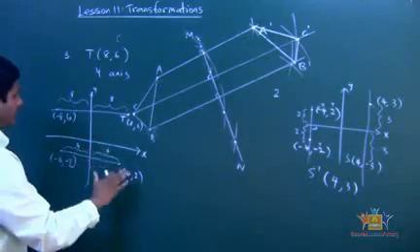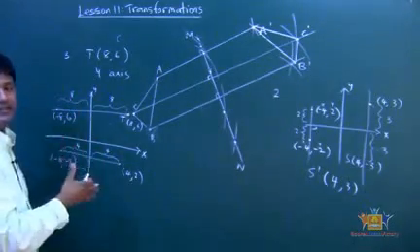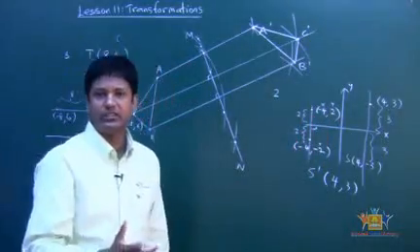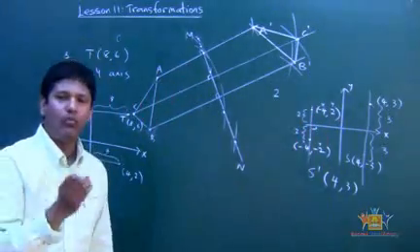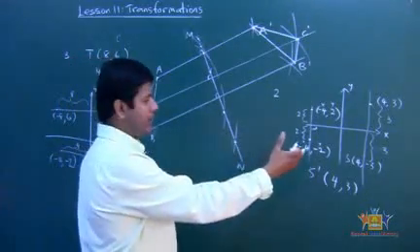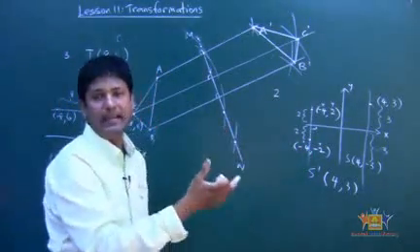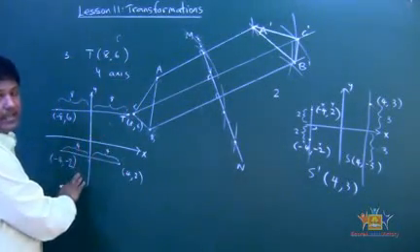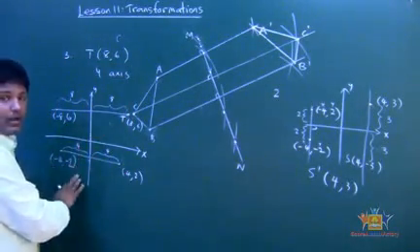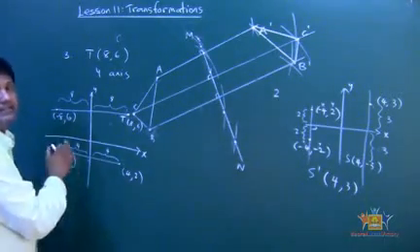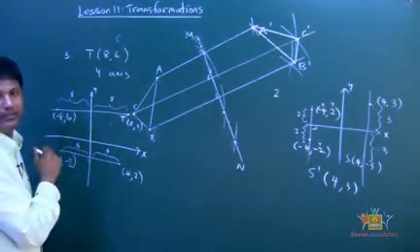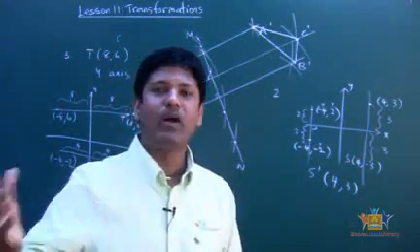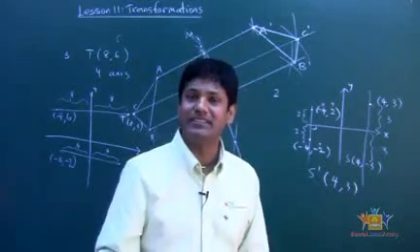So keep in mind, when you're reflecting on the y-axis, the y-coordinate doesn't change. When you're reflecting on the x-axis, x doesn't change. Easy, isn't it? It's the y-coordinate that changes when reflecting on the x-axis: positive becomes negative, negative becomes positive. Same thing with the other one, for x, because y doesn't change when you're reflecting on the y-axis. So keep in mind, reflecting on the y-axis, y doesn't change. On the x-axis, x doesn't change.